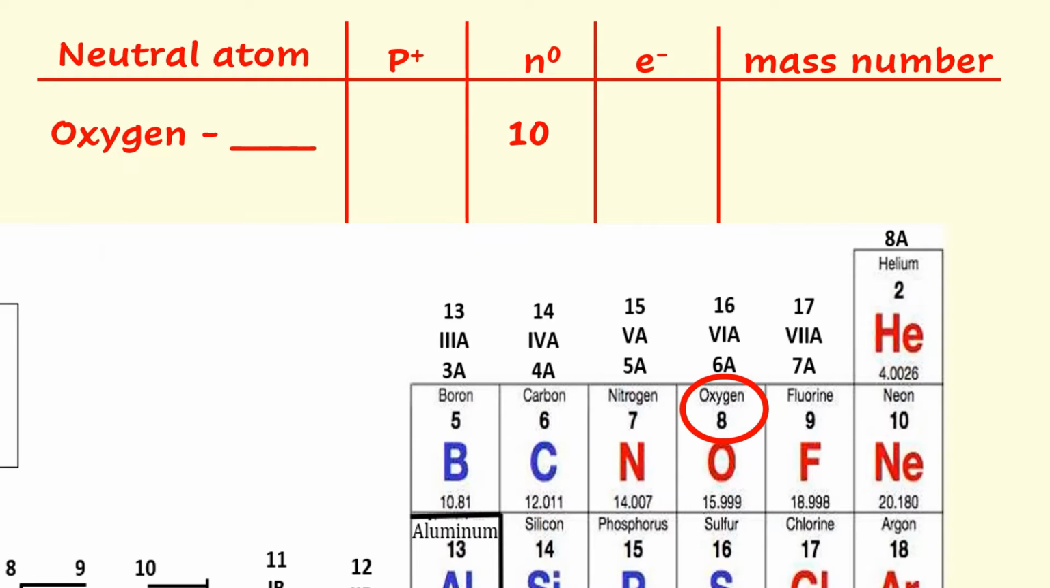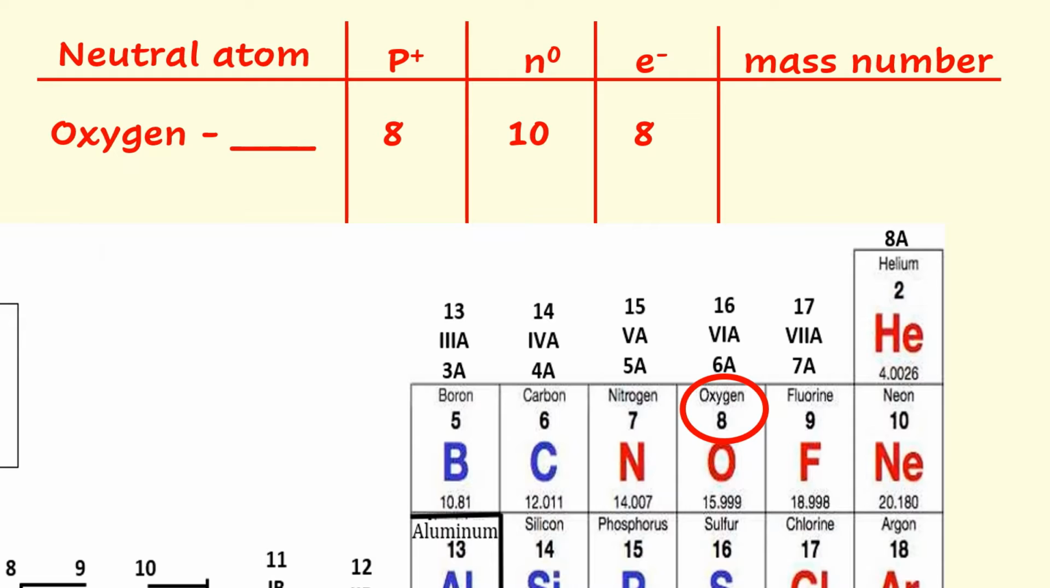We see that its atomic number is 8, which means the number of protons has to be 8 because the atomic number is the number of protons. Now, in a neutral atom, the number of positive charges has to equal the number of negative charges. So if we have 8 positive protons, we need to have 8 negative electrons.